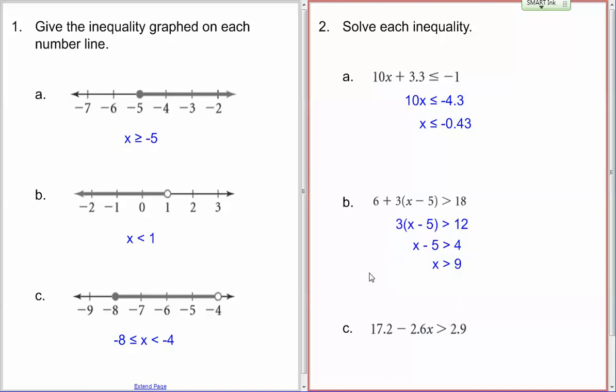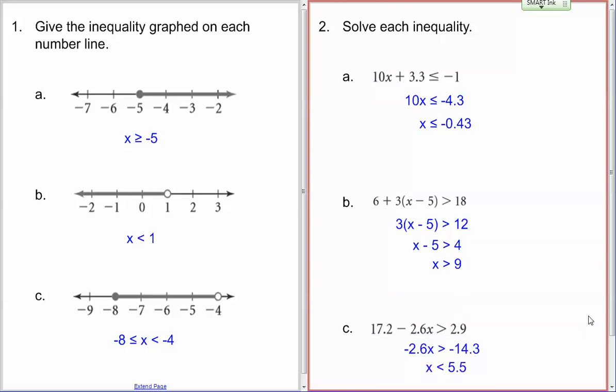Next one, I decided to subtract 6 from both sides. That gave me 3 times the quantity of x minus 5 is greater than 12. Then I divided both sides by 3 to get x minus 5 is greater than 4. And then I added 5 to both sides and got x is greater than 9. So if I were to graph that, it would be an open dot at 9 with an arrow to the right. Anything bigger than 9 will solve this. 9 or lower will not solve it.